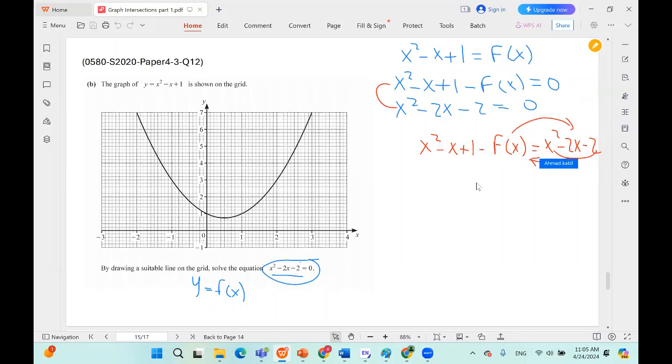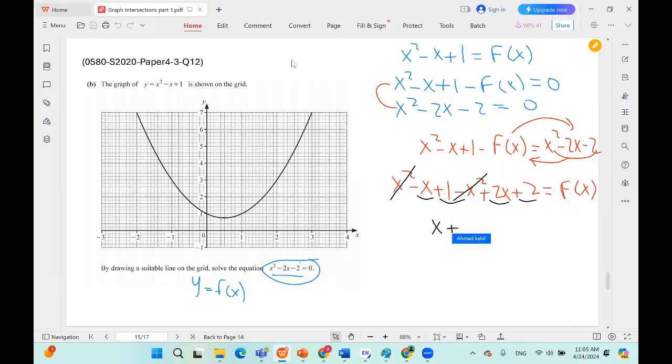So we have x squared minus x plus 1 minus x squared plus 2x plus 2 equals f of x. Now we simplify. So x squared cancels negative x squared. Negative x plus 2x is positive x. 1 plus 2 is positive 3. So x plus 3 equals f of x. So this is the line that we want to draw. If we drew this line, where it cuts the curve would be a solution of this equation.